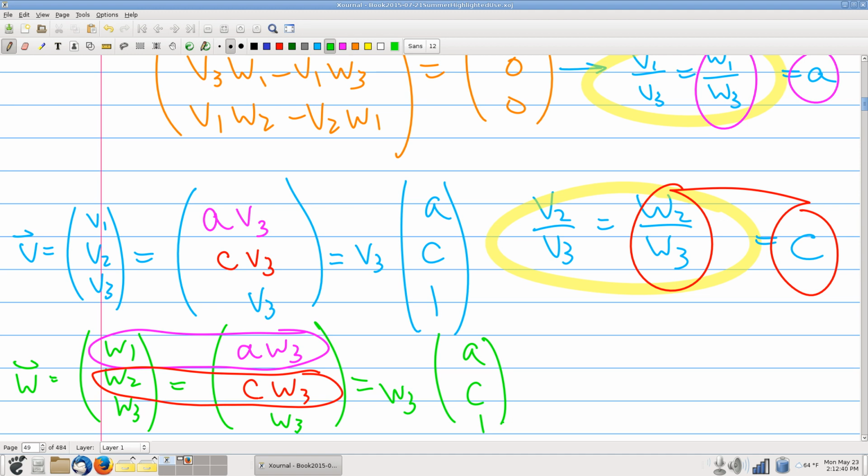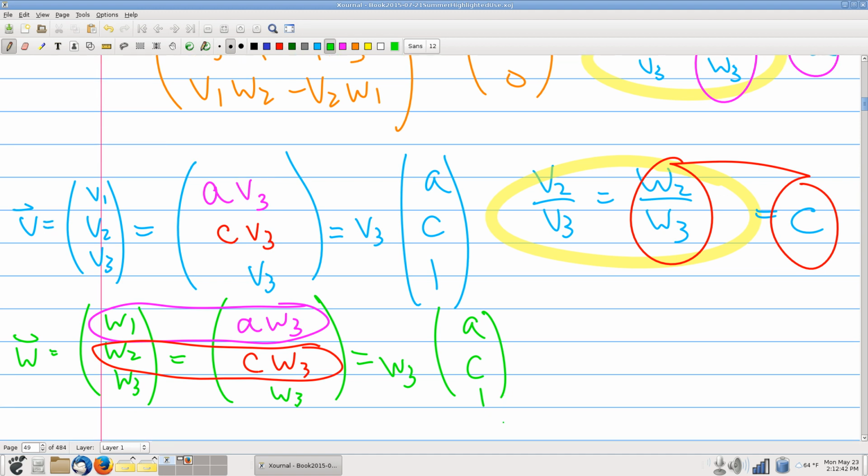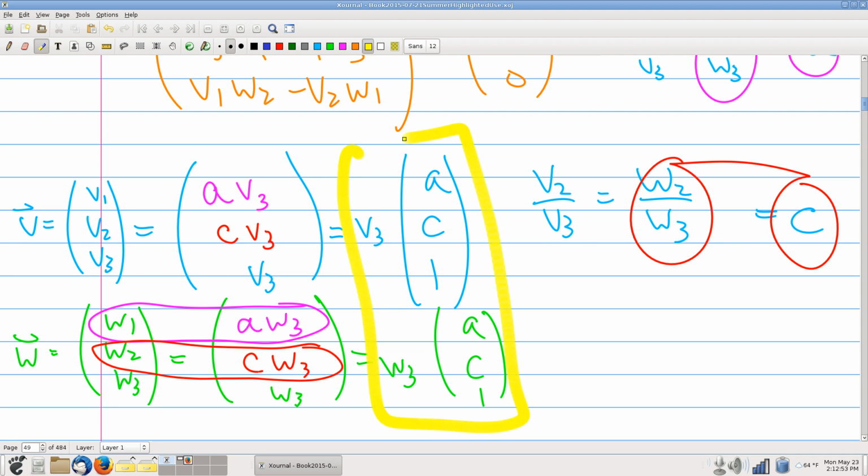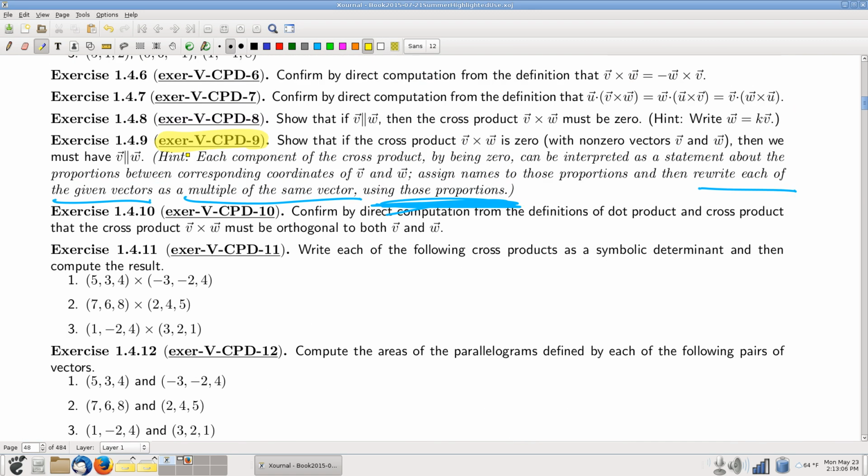So we're basically done at this point. You see here, V and W are multiples of the same vector. Therefore, at least one has to be a multiple of the other, which is what we were supposed to show. On the details: because they're non-zero, they have to be parallel.